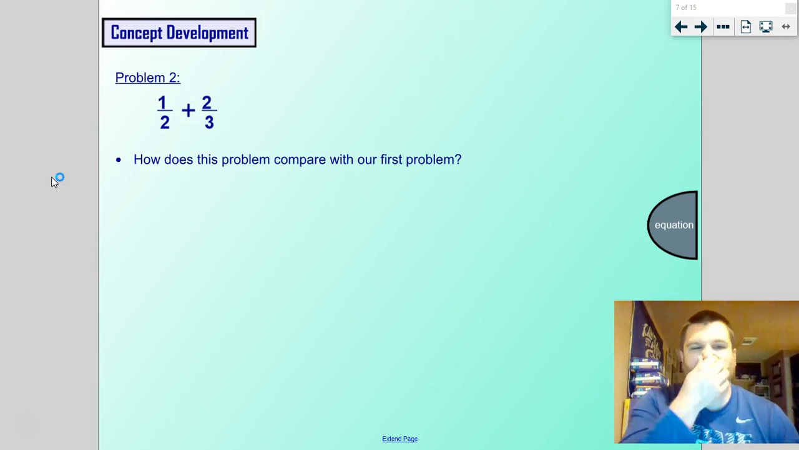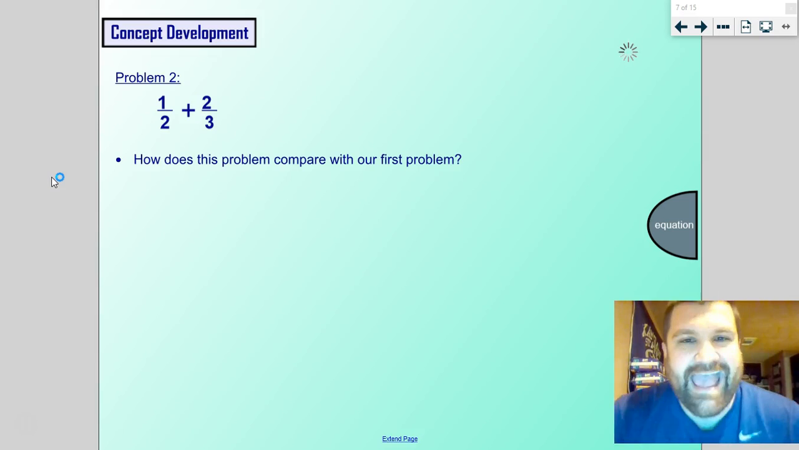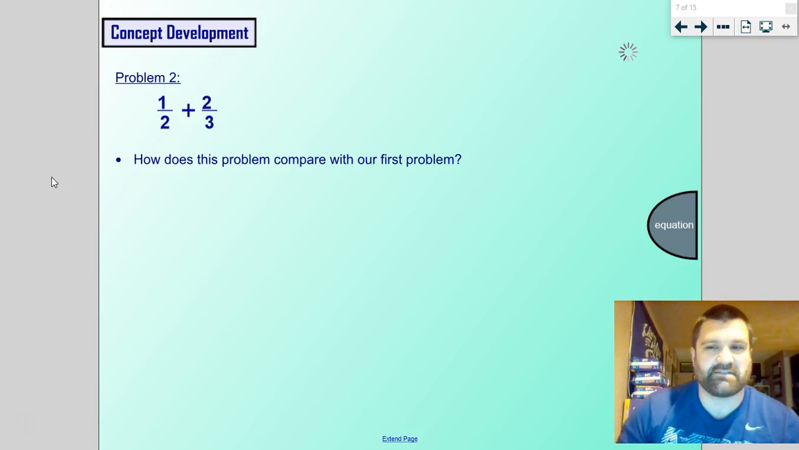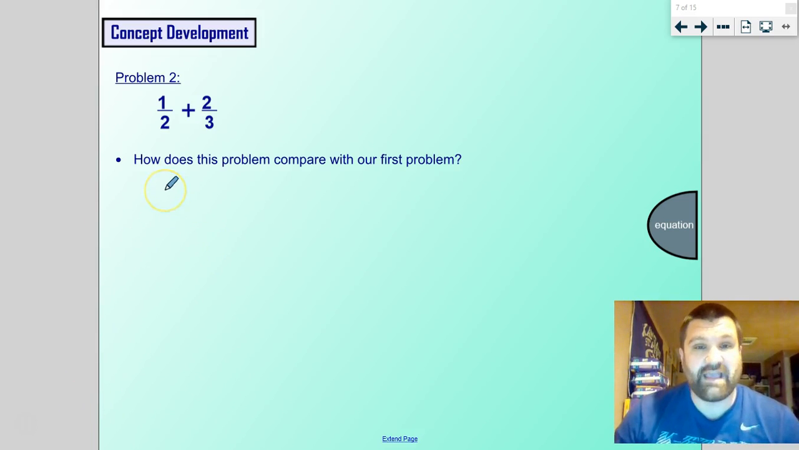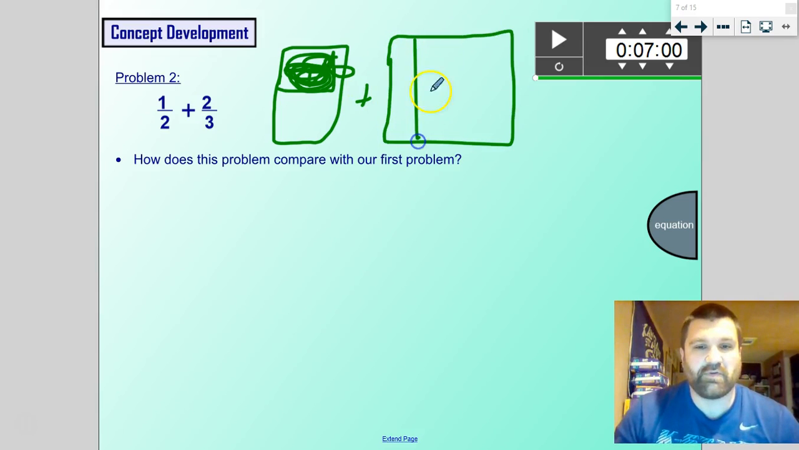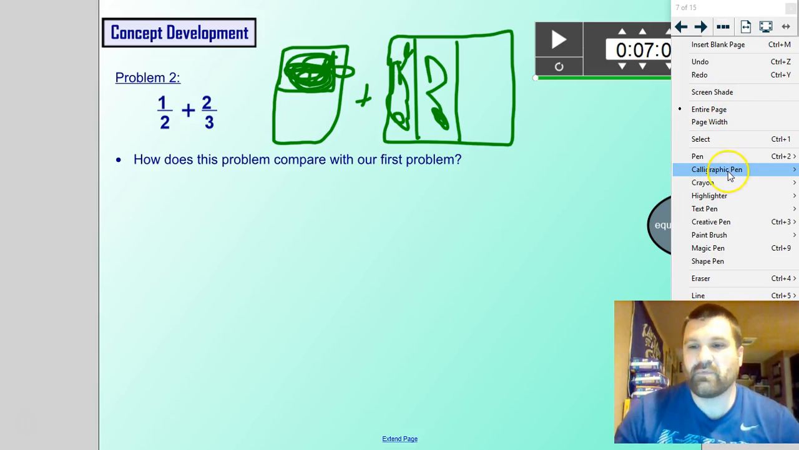So let's look at this problem. So now we have a half add 2/3. Pretty simple, right? This is ridiculously easy. So again, a half add 2/3. I'll allow you to do the box method if you want. So if you had a half, and then you're going to add, remember you do it separately, 2/3. Well, we do that by combining them.